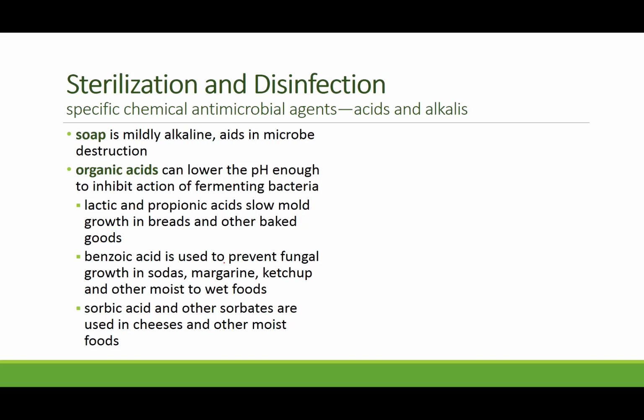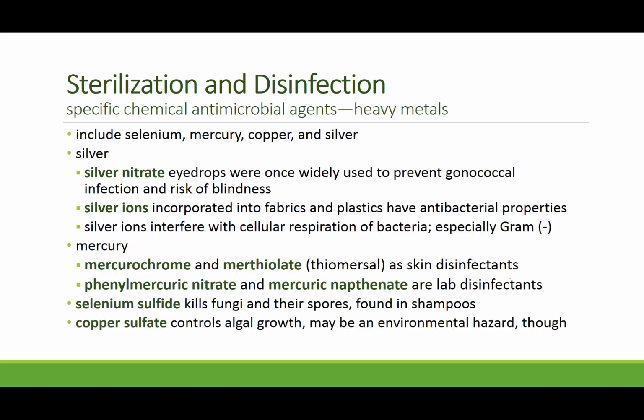So these organic acids are organic because they have carbon and hydrogen in them. Most organic materials also have oxygen. So if they have carbon, hydrogen, and oxygen, we refer to them as organic materials. So lactic, propionic, benzoic, and sorbic acid all have their bacteriostatic effect in foods because they lower the pH, make it more acidic.